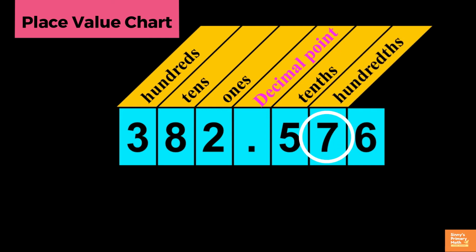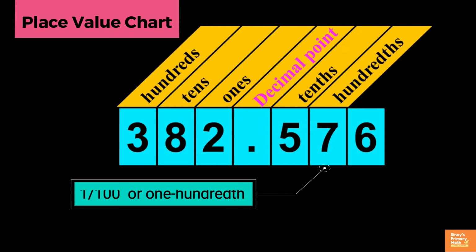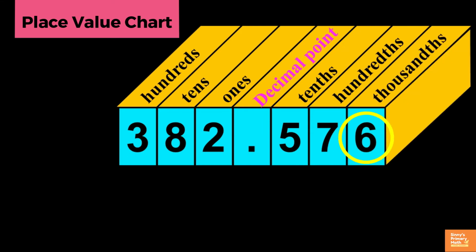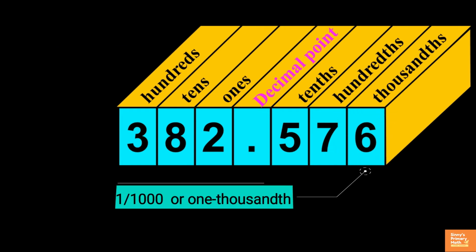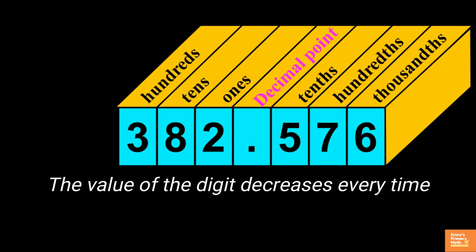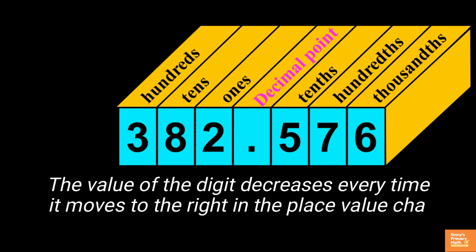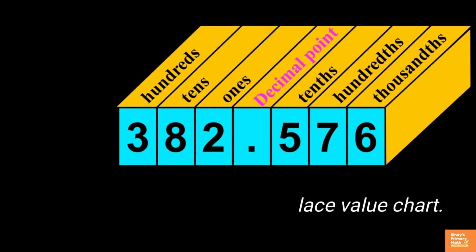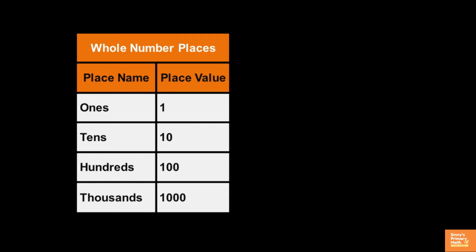The second place is called the hundredths, which represents a place value of 1 by 100 or 1/100. The third place is called the thousandths, which represents a place value of 1 by 1000 or 1/1000. The value of the digit decreases every time it moves to the right in the place value chart. It gets 10 times smaller than the value to its left. Here is a comparison with the place values of the whole number.